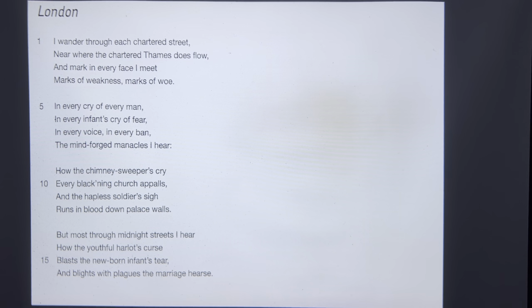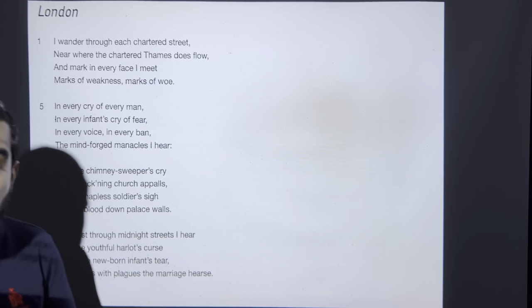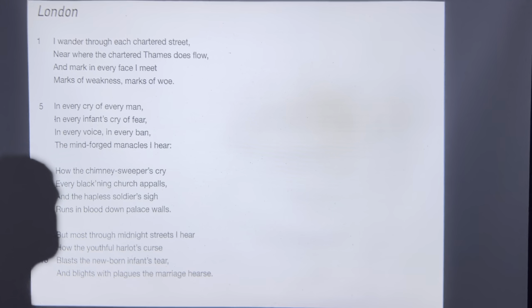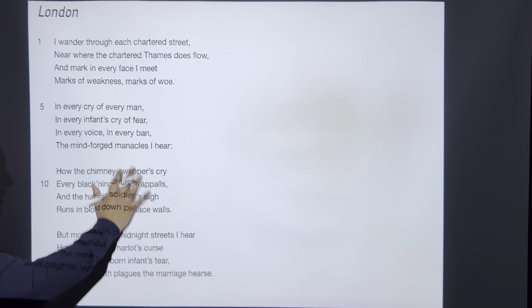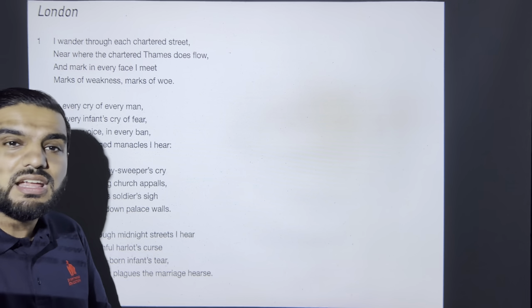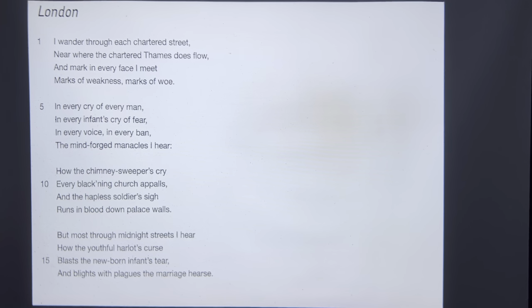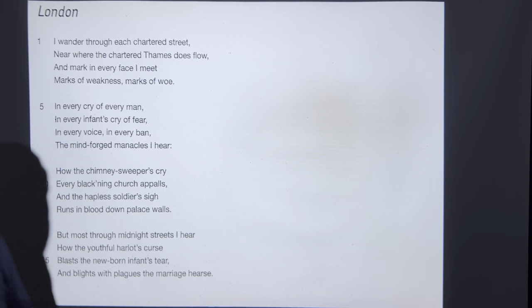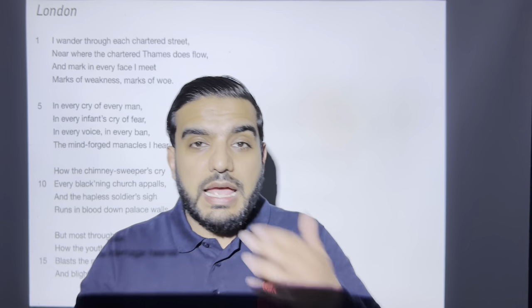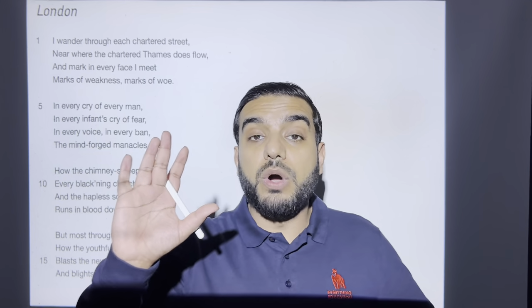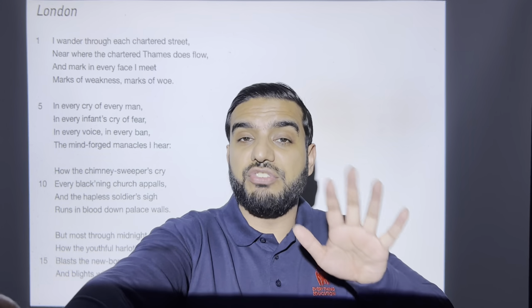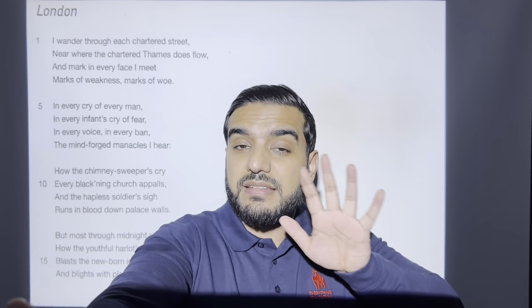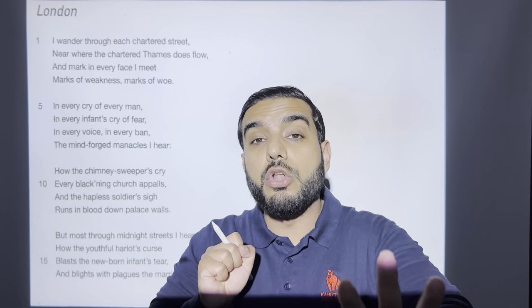What does he see? He sees people that look weak, people that look destroyed. He looks at people that look as though they've been controlled. He looks at children who are suffering through child labor. He looks at young girls who are suffering and who are cursed. He talks about everything wrong with London. And it's the juxtaposition of what we are told London is like, but what he's saying London is actually like. It's the good, but he's saying there's a bad that needs to be talked about a lot more.